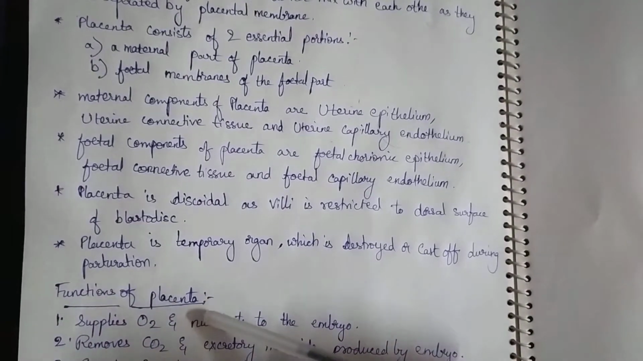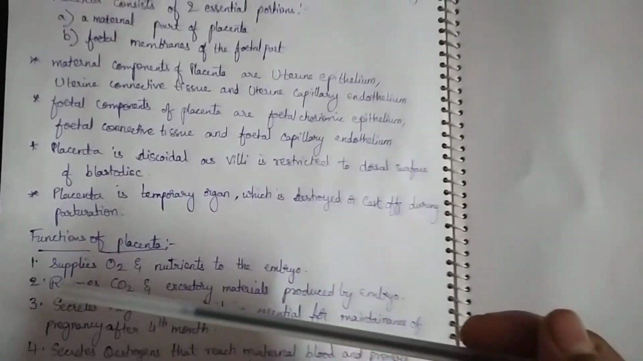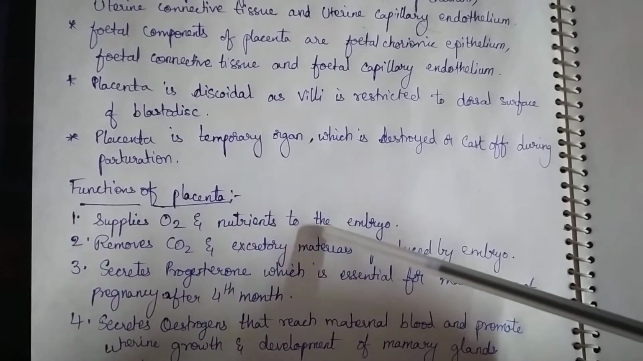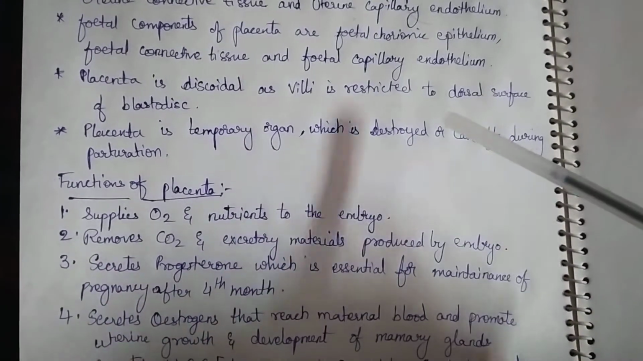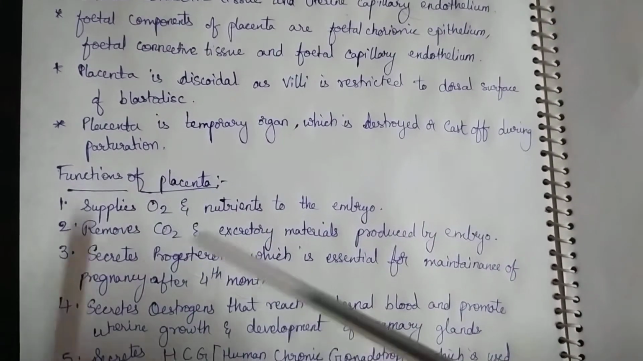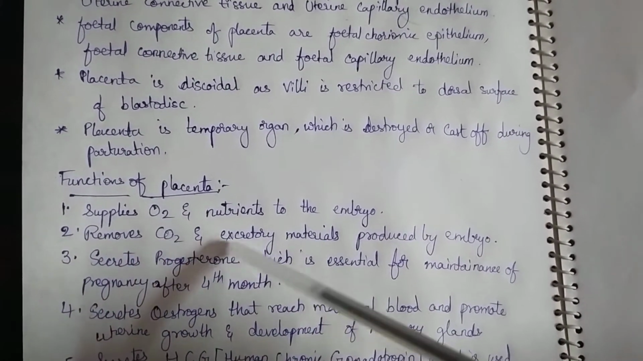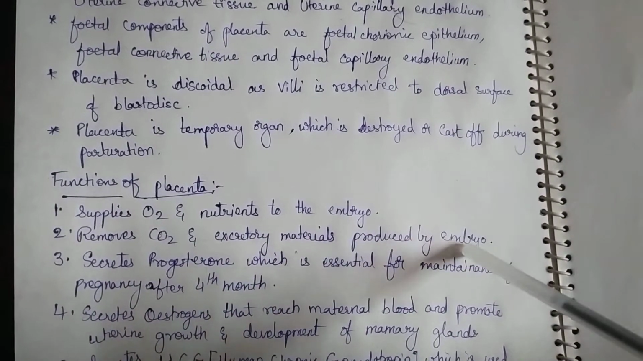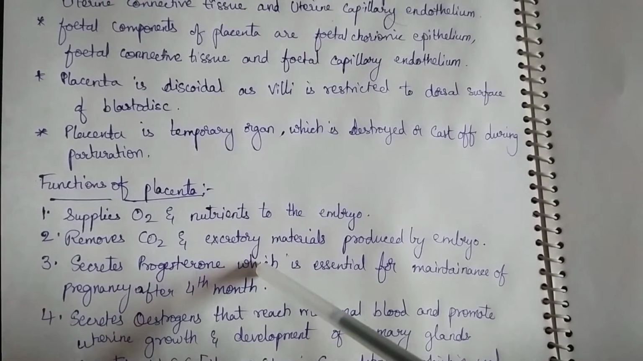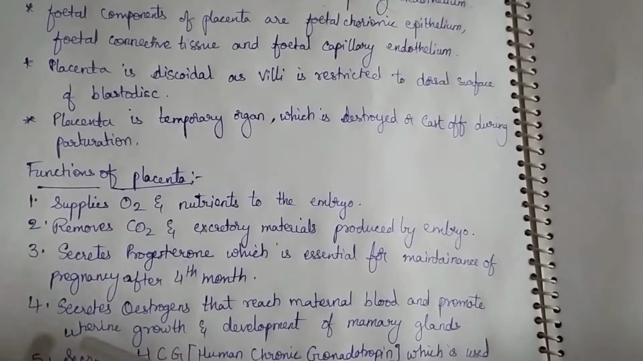What are the functions of placenta? Placenta supplies oxygen and nutrients to the embryo or the baby growing in the womb of the mother. It also removes CO2 and excretory materials produced by the embryo.